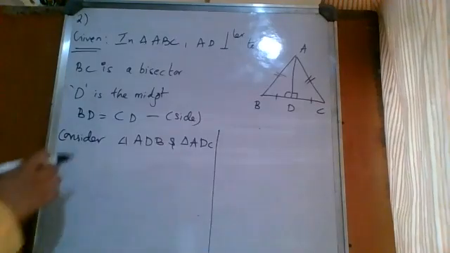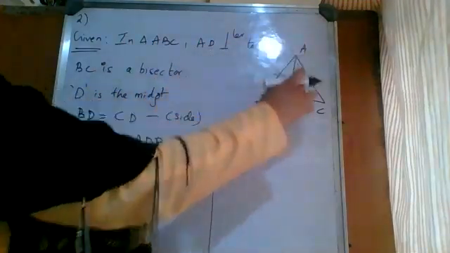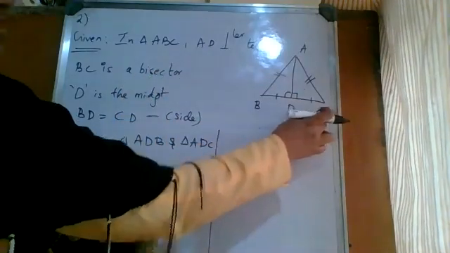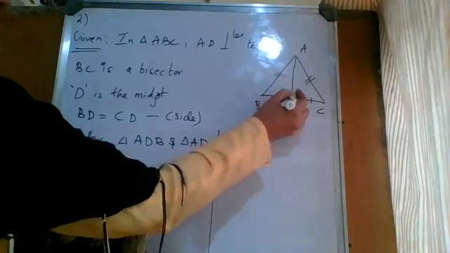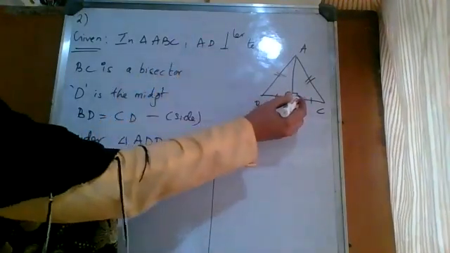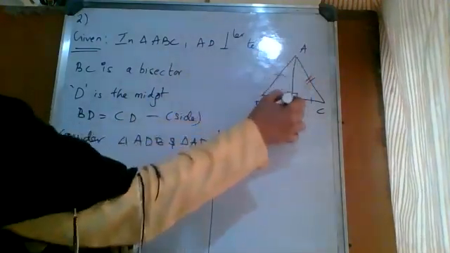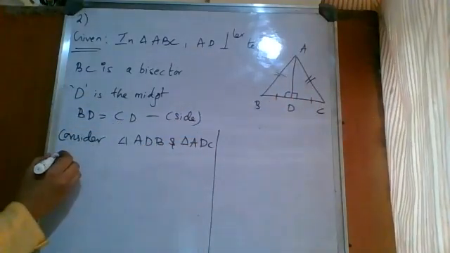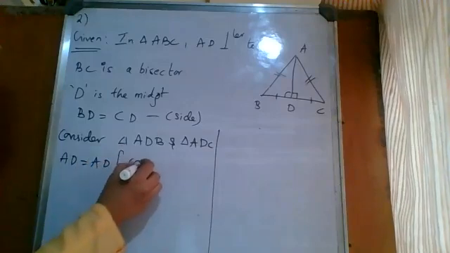Notes. In a triangle ABC, AD is perpendicular to BC. This is a perpendicular bisector. Bisector means it divides equally, so BD is equal to CD. And perpendicular means this makes 90 degrees. Now we'll take that this has 90 degrees and this has 90 degrees. Consider two triangles ADB and ADC. AD is equal to AD. This is called the common side.